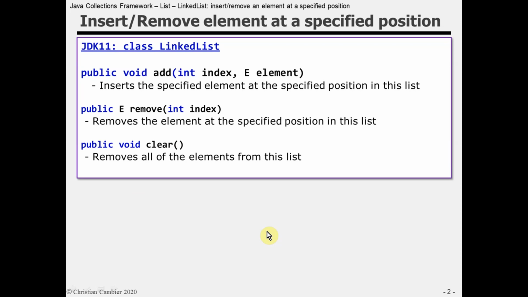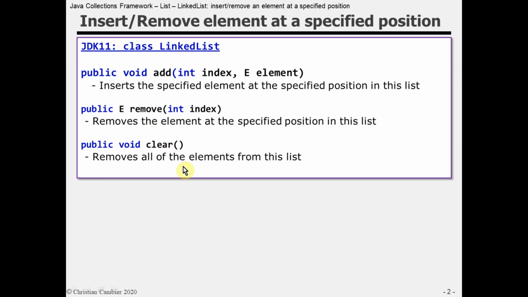The same methods as in the ArrayList demo, since both classes implement these methods defined in the Collection and List interfaces. First, a two-parameter add method which inserts the specified element at the specified position in a list. Then a one-parameter remove method which removes the element at the specified position in the list. And finally, a clear method which removes all the elements from a list.